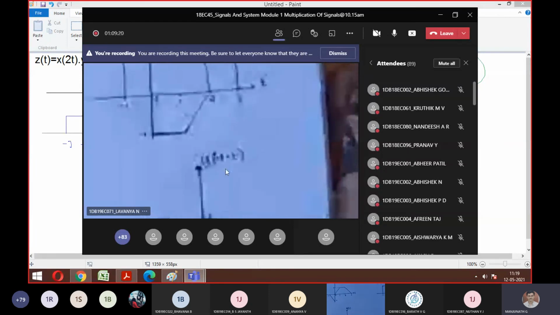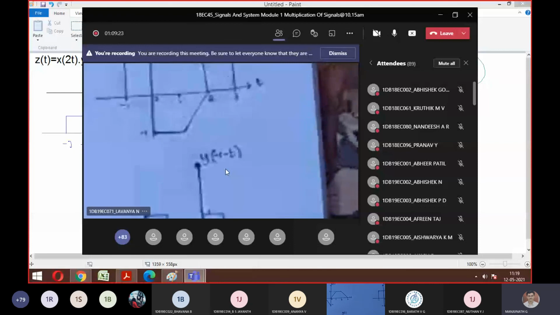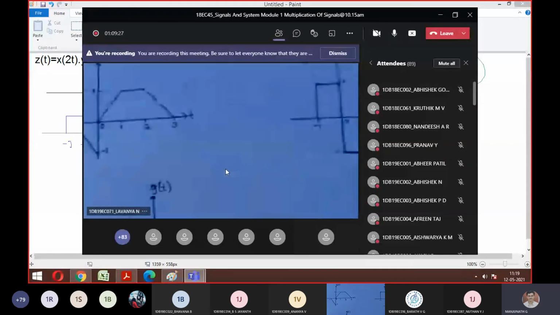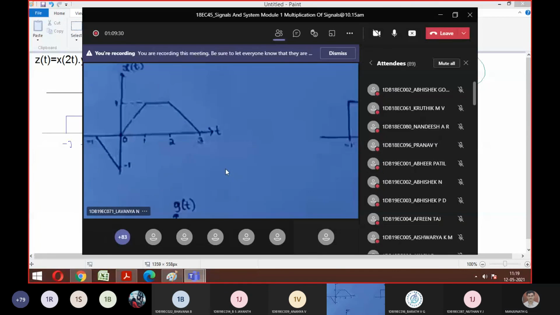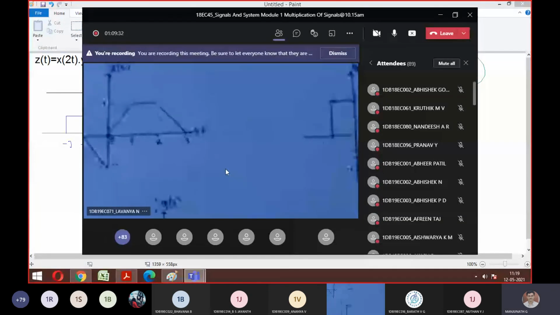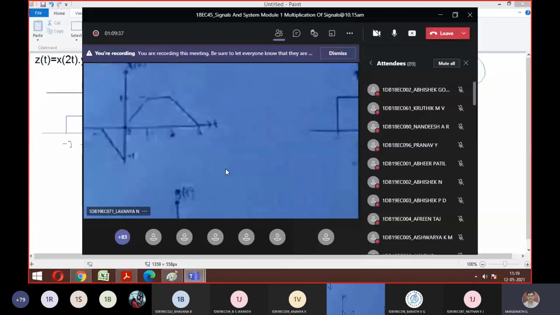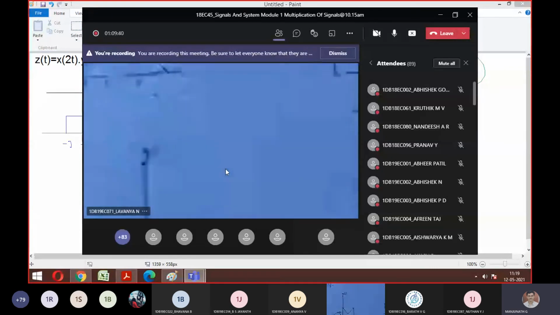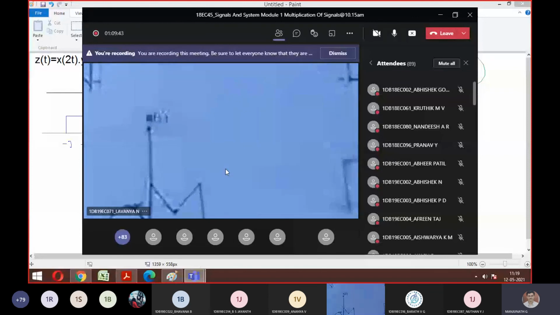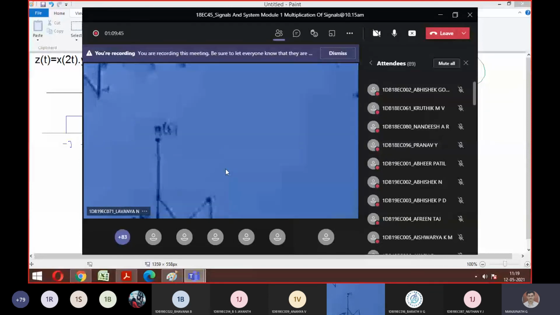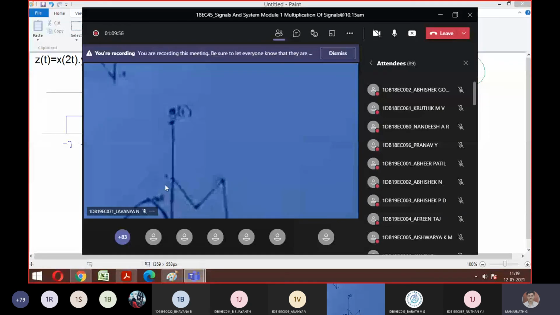So multiplication of these two, what is the answer here? What is g of t you got? Waveform is not visible, Lavanya. G of t. You move the sheet up. I think you have done a mistake somewhere. No, you won't get an increasing or decreasing ramp. So the negative part. Okay, let me show how the answer will be.